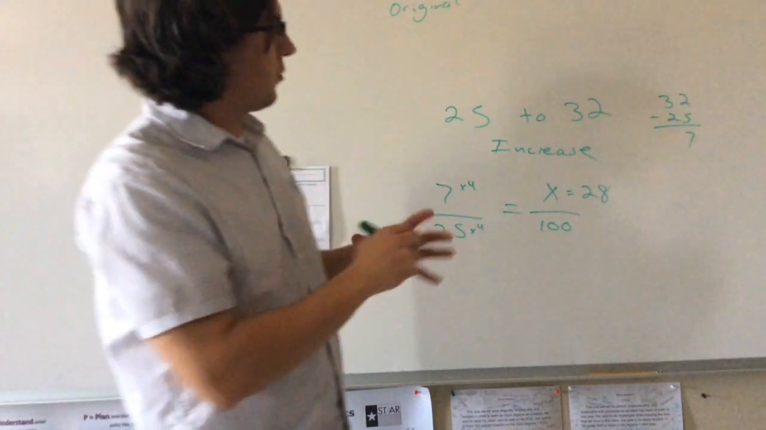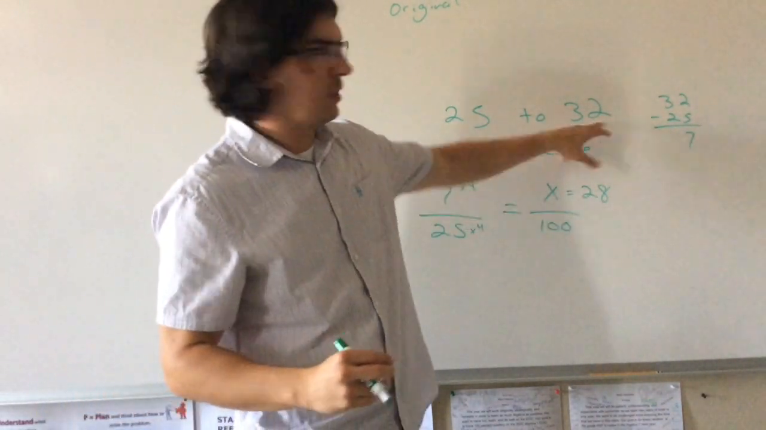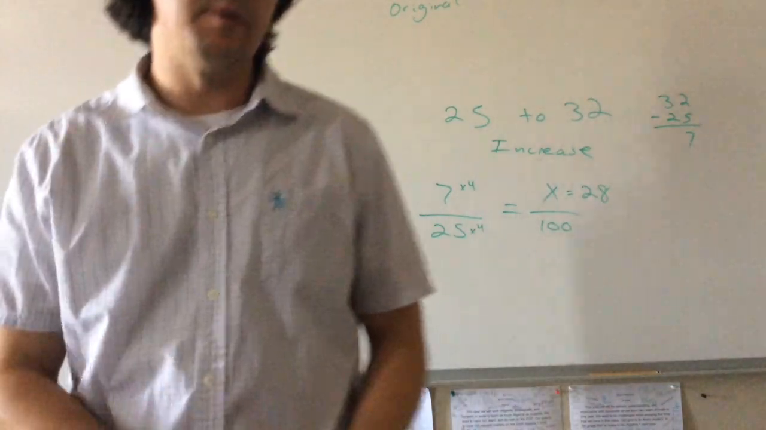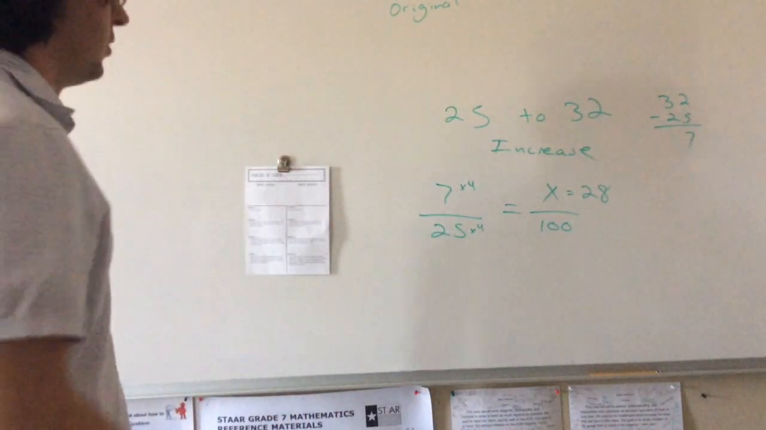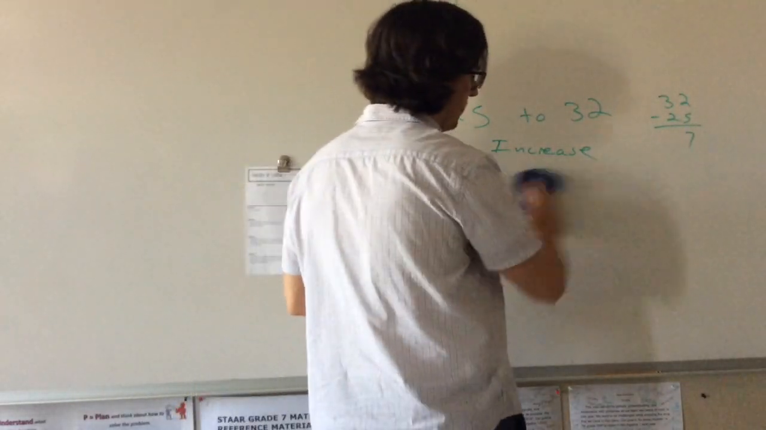So what this says, if we're tying it all together, is that they raised the price by 28% to get 32. So the markup, or what the store charges that they can make money off of, was a 28% increase.